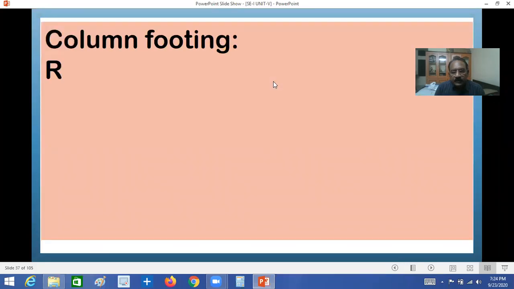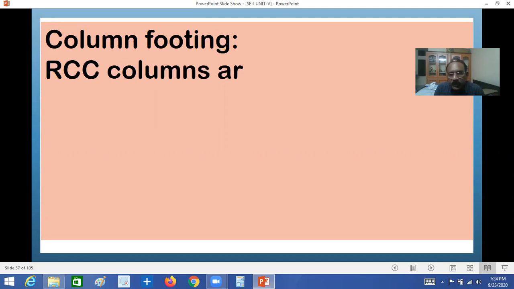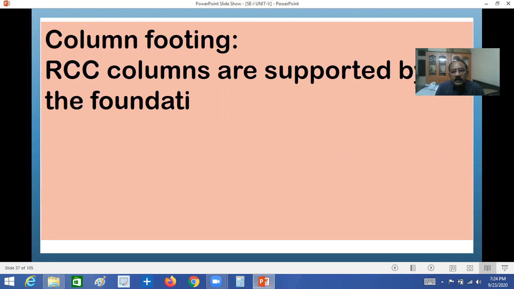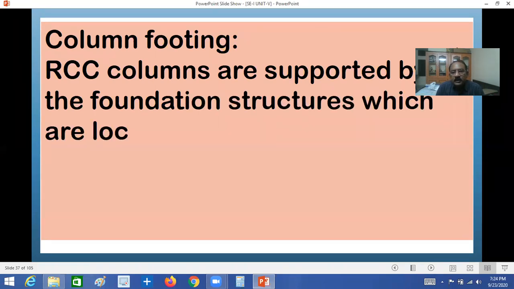In previous videos, I explained about types of footings and wall foundations, and how to design wall footings. Now, column footings: how to design column footings.